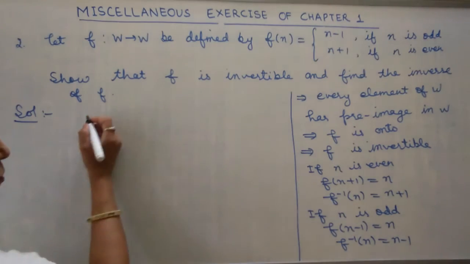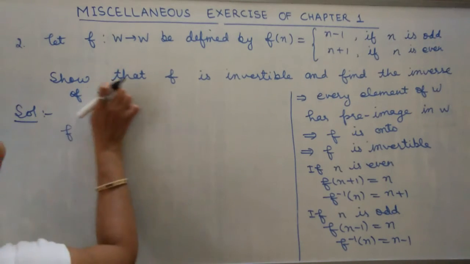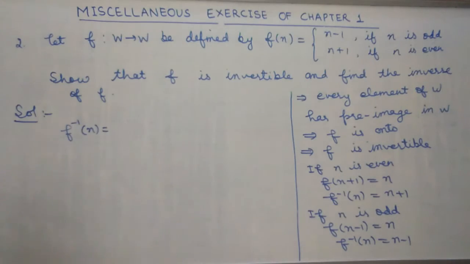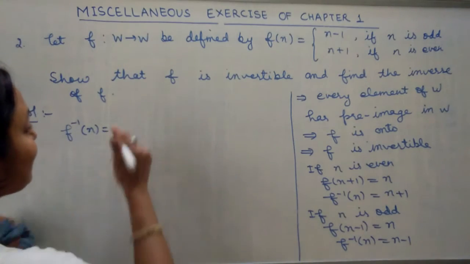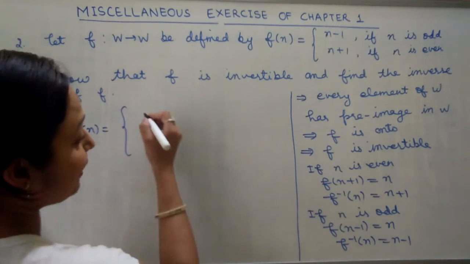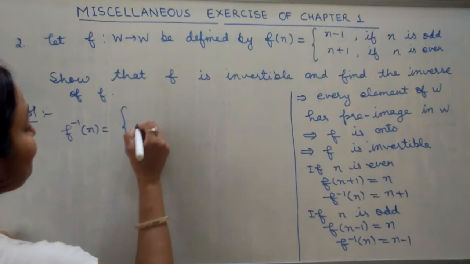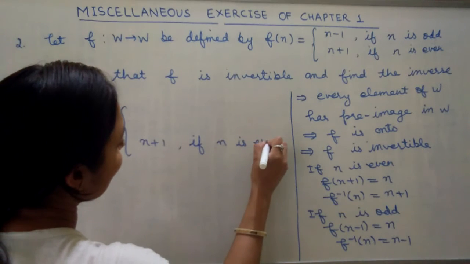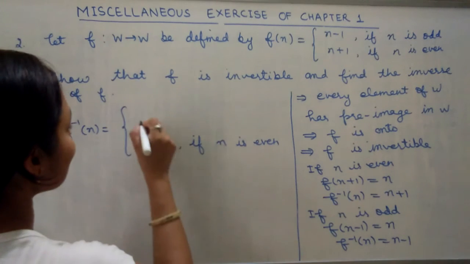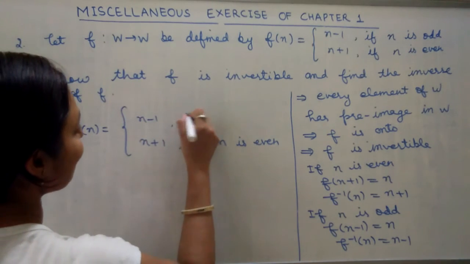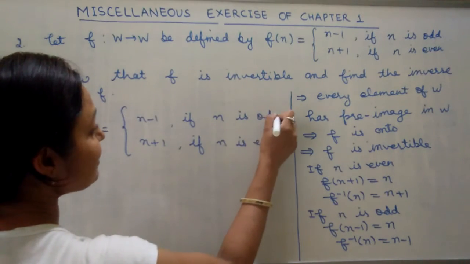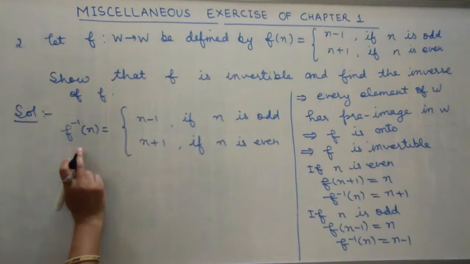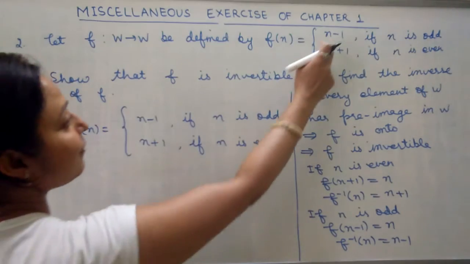Their inverse is equal to f inverse of n. What is the value of f inverse n? There are two values of f inverse n: n plus 1 if n is even, and n minus 1 if n is odd. That means it has the same value, the same as the given function.